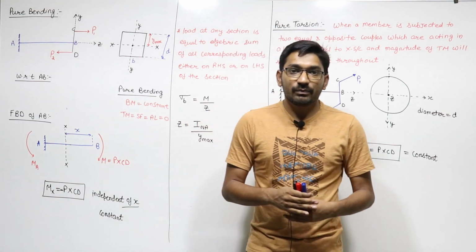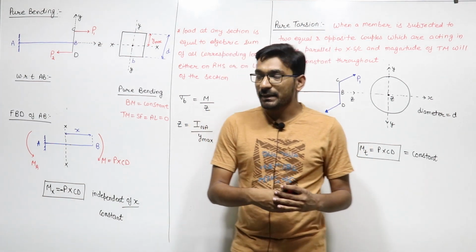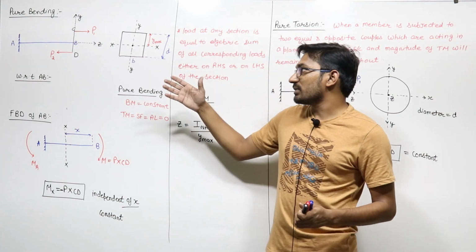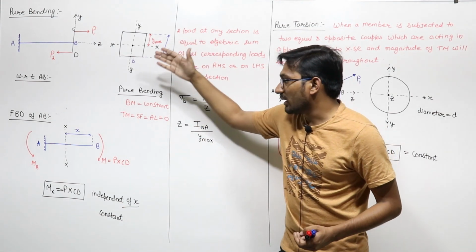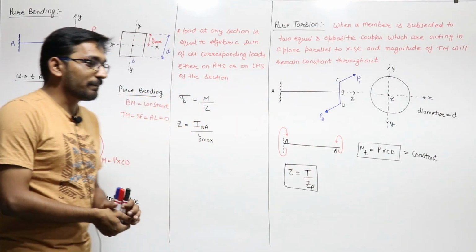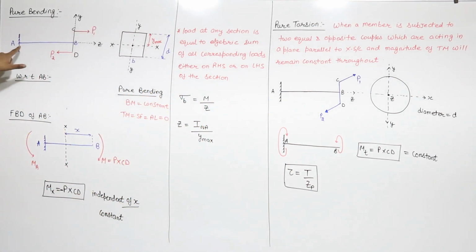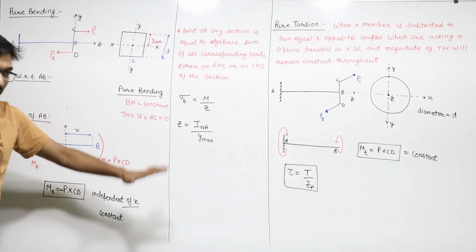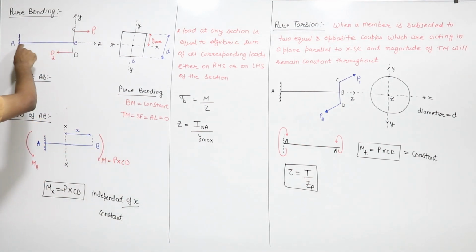We already see what pure bending is. So if I make a diagram for pure bending, how will it look? Let us say this is a member AB. The line shows the longitudinal axis. Suppose this is the member or beam AB.